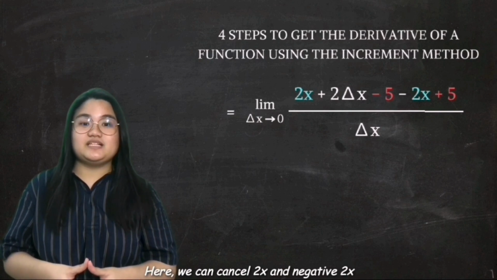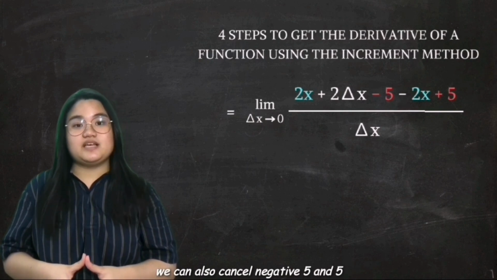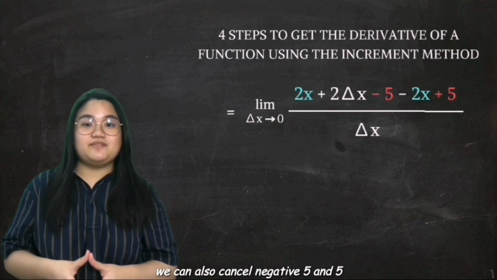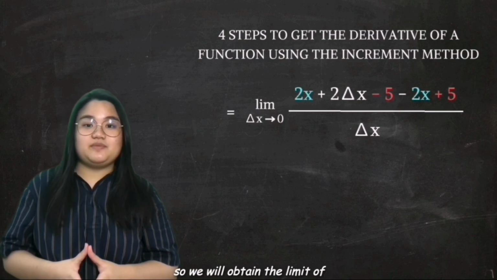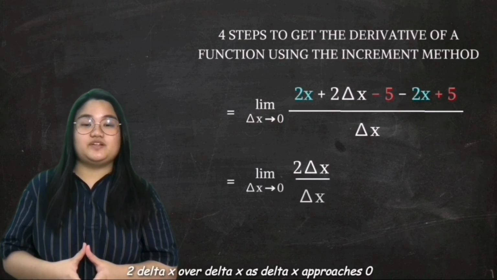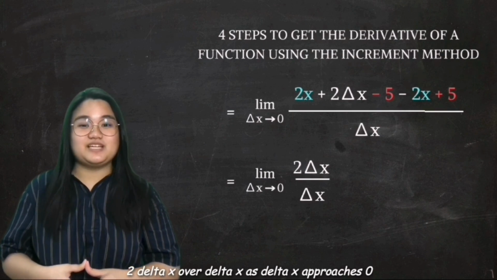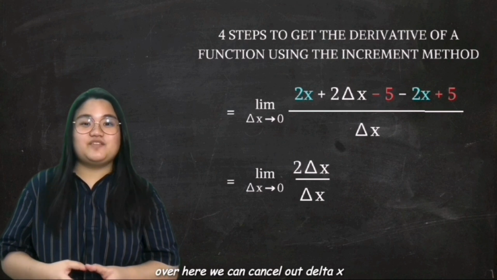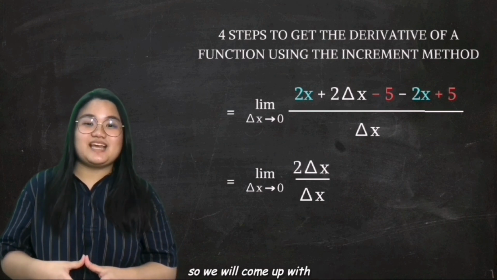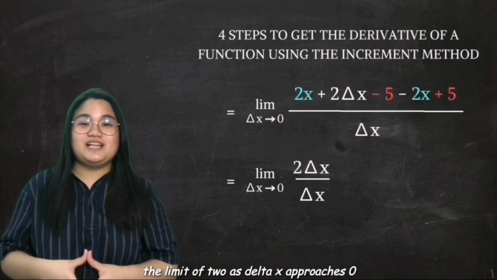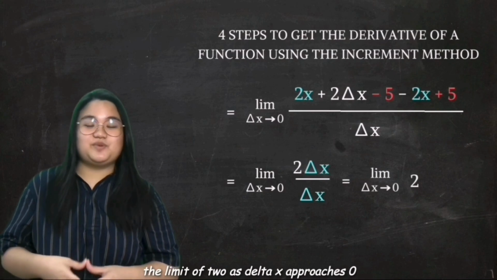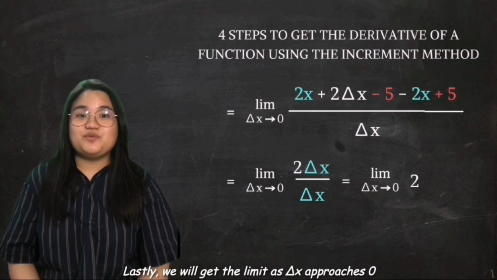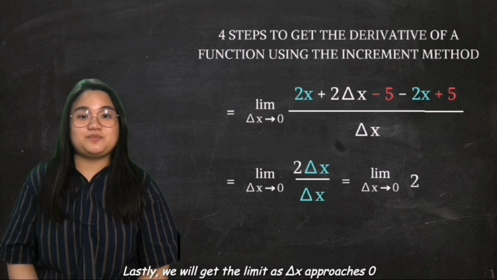Here we can cancel 2x and negative 2x. We can also cancel negative 5 and 5. So we will obtain the limit of 2 delta x over delta x as delta x approaches 0. We will then divide the result by delta x. Over here, we can cancel delta x, so we will come up with the limit of 2 as delta x approaches 0.